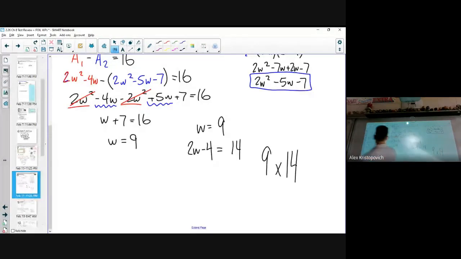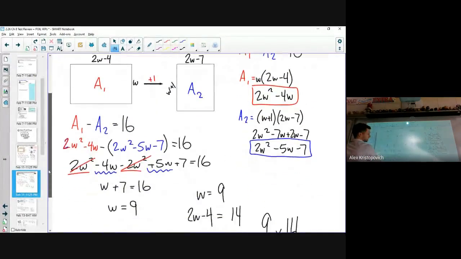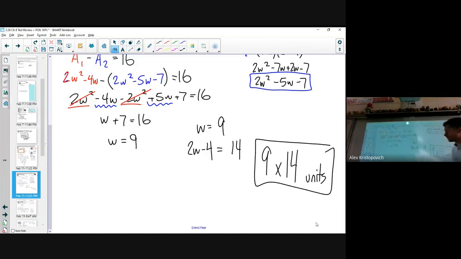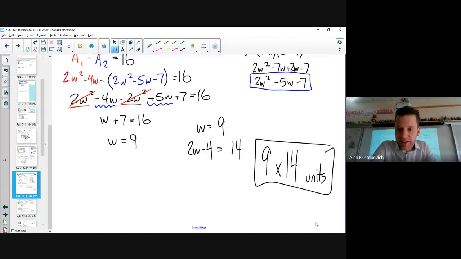I think it wasn't inches. I think it was just units. I don't think it gave us the dimensions. Yeah, units. So we're just going to go ahead and say units. So when it asks for dimensions, we're asking for the length and the width. It's not asking us for the area or anything like that.